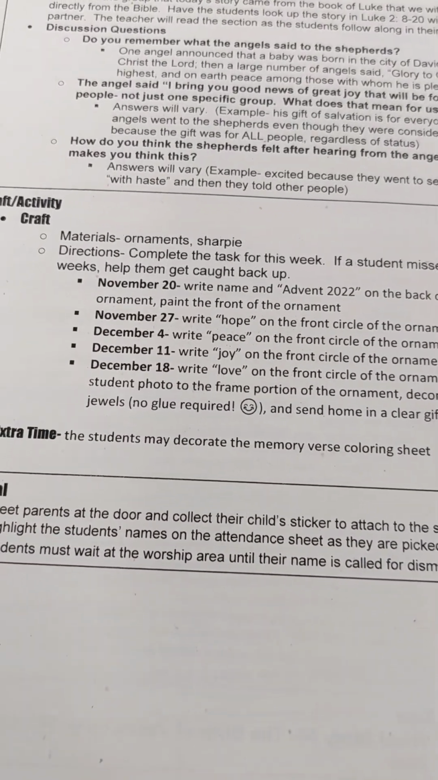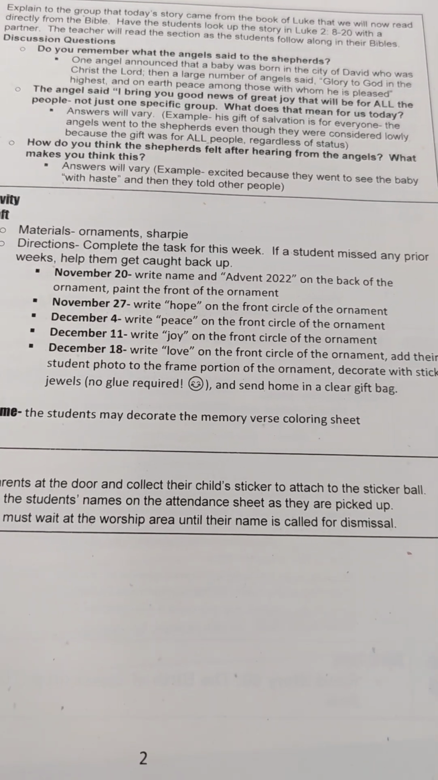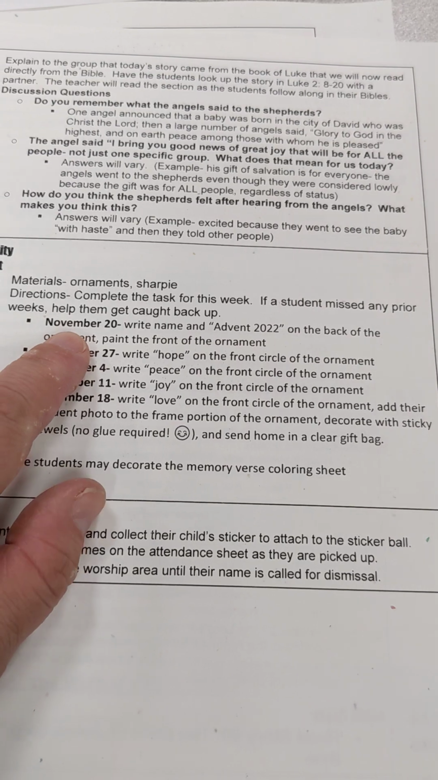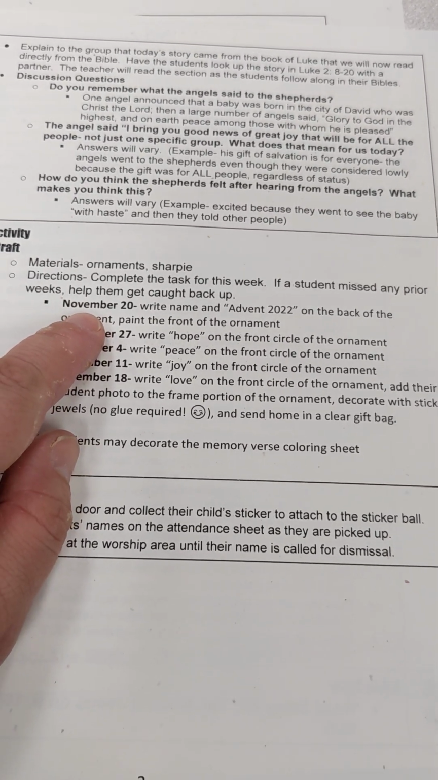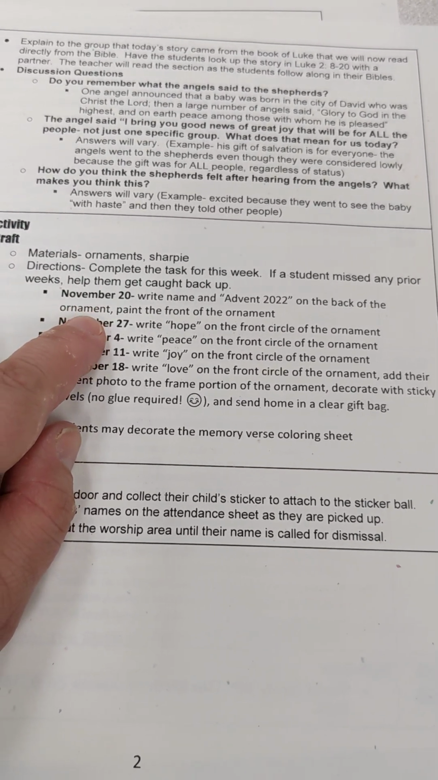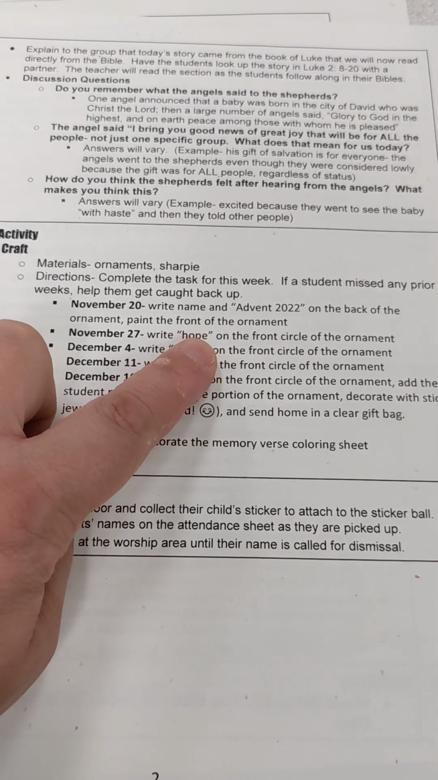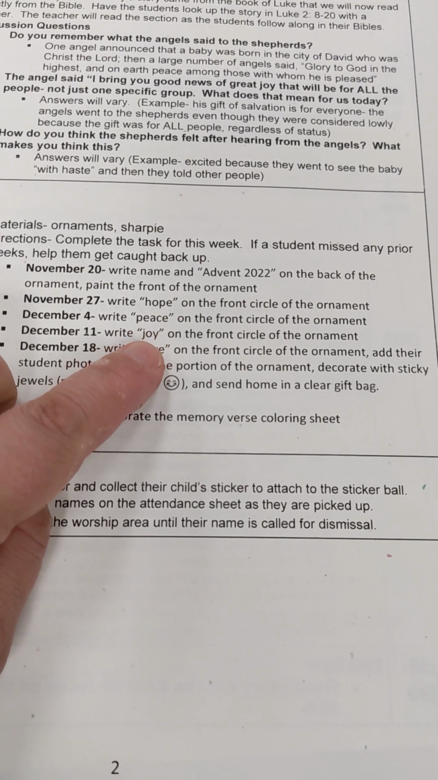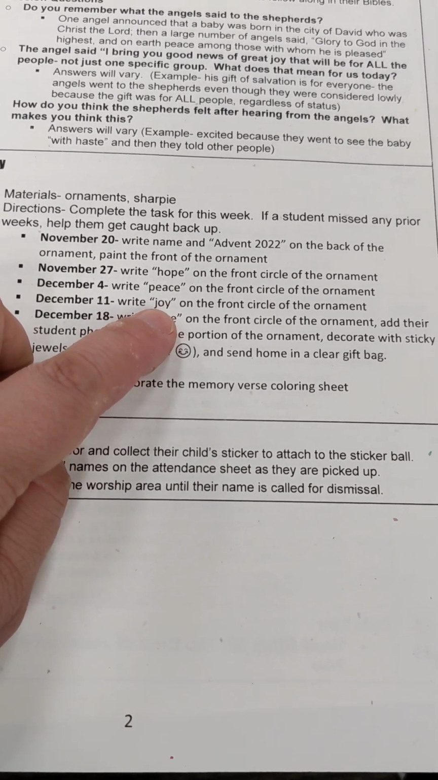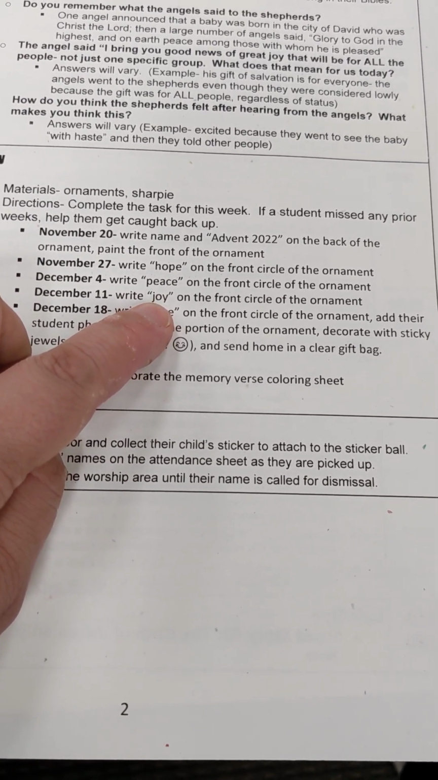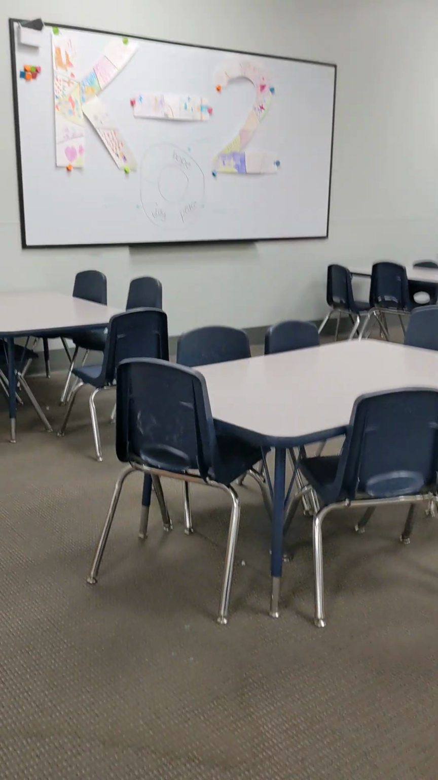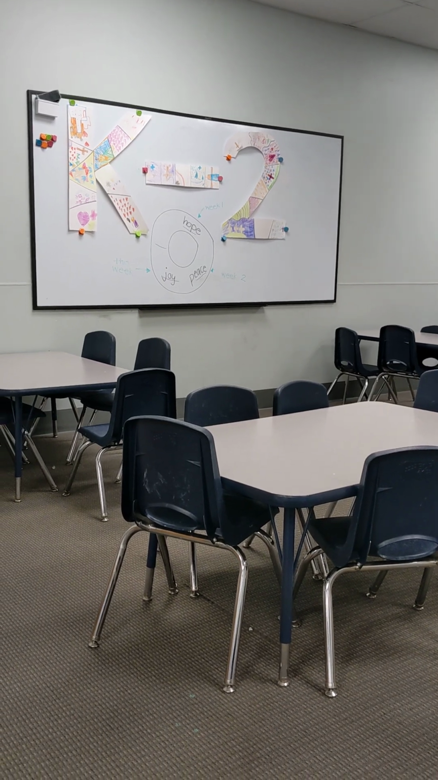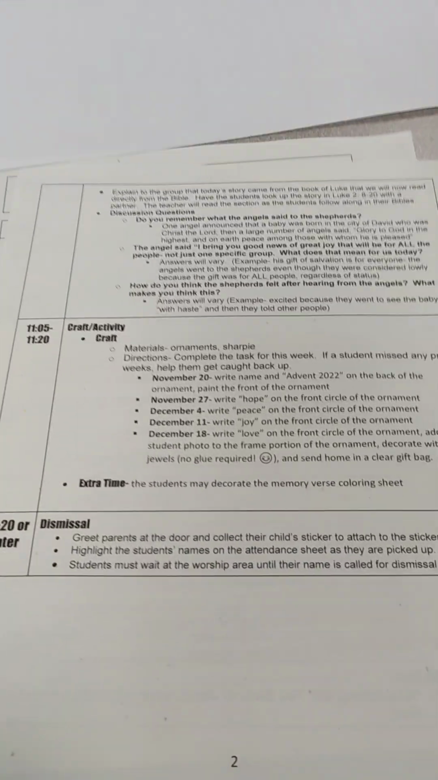I put on here the different steps so that if someone is behind, if they missed a week, they can get caught up. So the week before Advent started, they painted it. They wrote their name on the back and Advent 2022 on the back. And then on the first week of Advent, they wrote hope. The second week of Advent, they wrote peace. This week, they're just going to add the word joy. That is it. They just need a black Sharpie and to write the word joy. If you look here, on the board, I wrote kind of where they should write it on the ornament. If they are behind, they can get caught up.